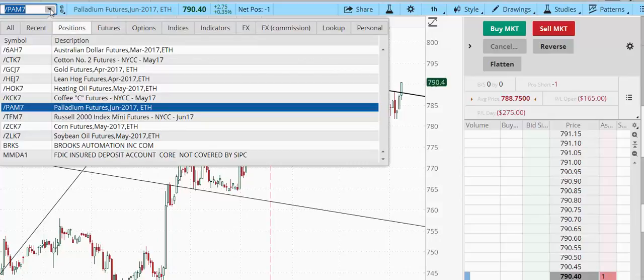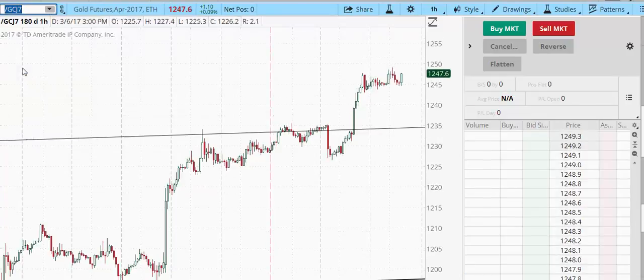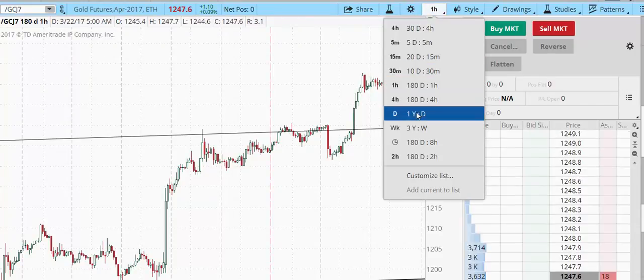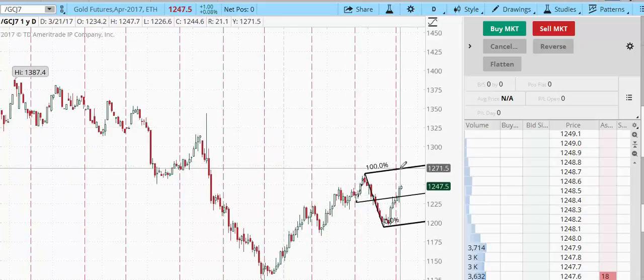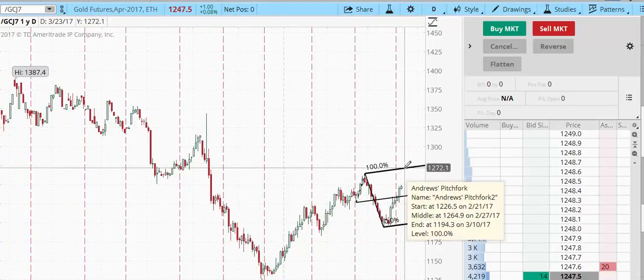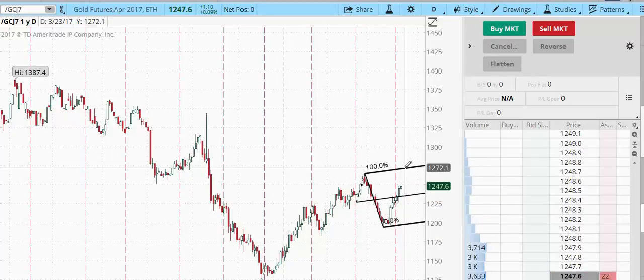This is palladium. Let's take a look. Here's another one. Here's gold. Let's see, anything in there? Nope, no position in gold. So this is what we're looking at in gold, and the techniques themselves that I use are straight out of the advanced course and somewhat in the expanded course.